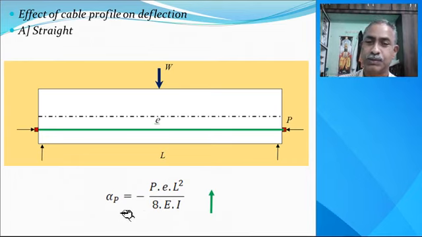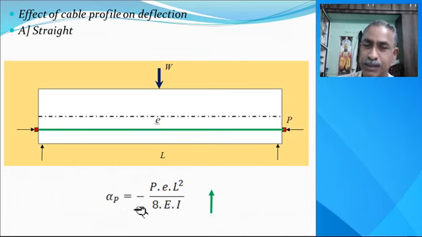Here alpha P denotes the deflection due to the prestressing force, and here we can show that instead of the concentric cable, we have considered an eccentric cable, but it is straight. If the cable profile is straight, e is the eccentricity with reference to the centroid of the section. And alpha P is negative, because it tries to deflect the beam in the upward direction. That's why it is treated as negative, and due to the external load the beam deflects in the downward direction, which is treated as positive. So in this case we have considered this as minus.